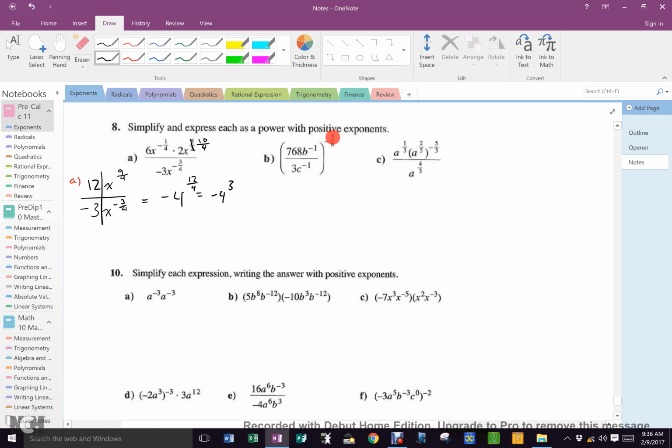Over here, this multiplies into everything since it's negative. I get 7. I get the 768 divided by 3. I would do that first to get 256. B to the negative 1 over C to the negative 1. And then all of that is multiplied by negative 3/8 to get 256.